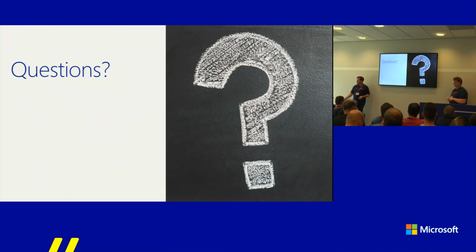Cool. Yeah. Sure. Yep. So the question was, we skip the top part of the triangle, the manual testing, the user testing, that sort of stuff. Why do we skip that?